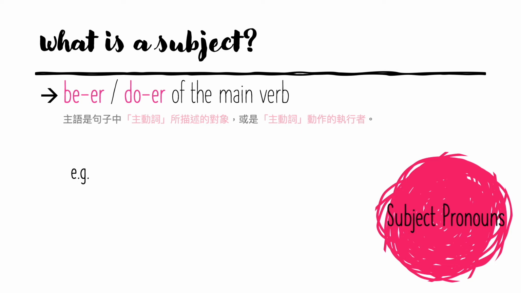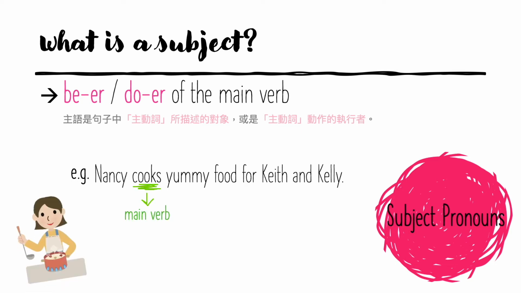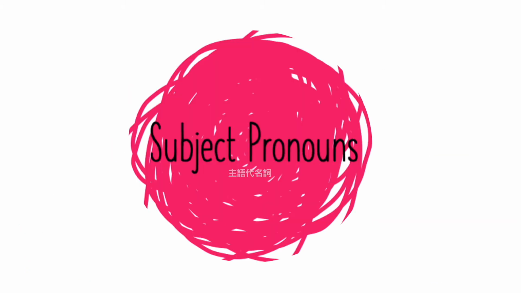Another example, Nancy cooks yummy food for Keith and Kelly. Cooks is the main verb. Who is doing this action? Nancy is. Nancy is doing this action of cooking. So Nancy is the subject of this sentence. So there are quite a few subject pronouns. Let's look into them one by one.